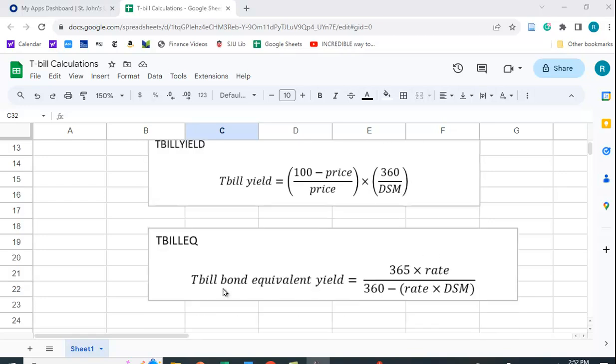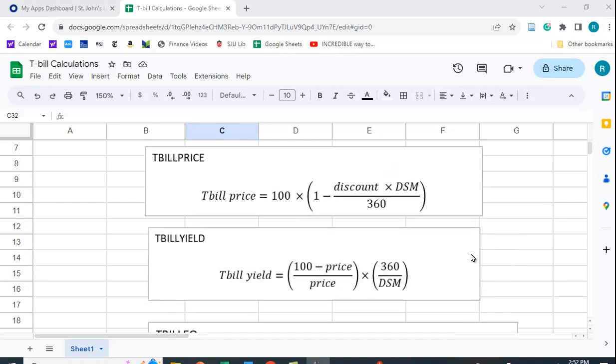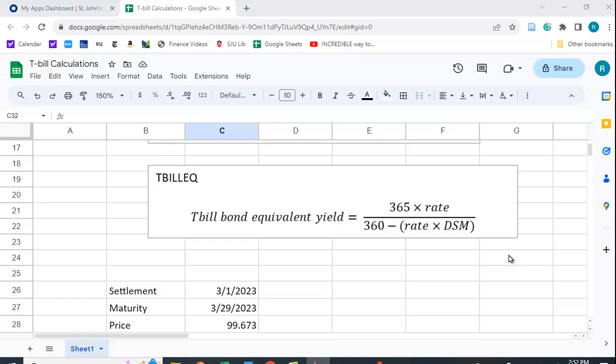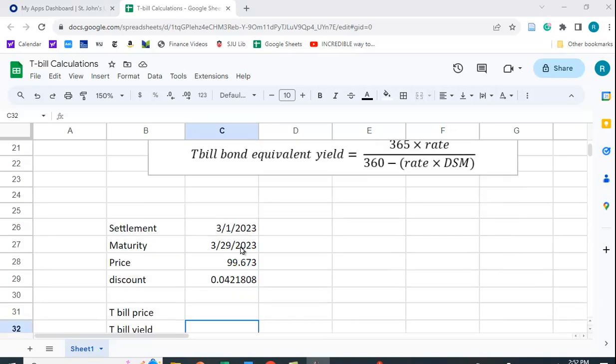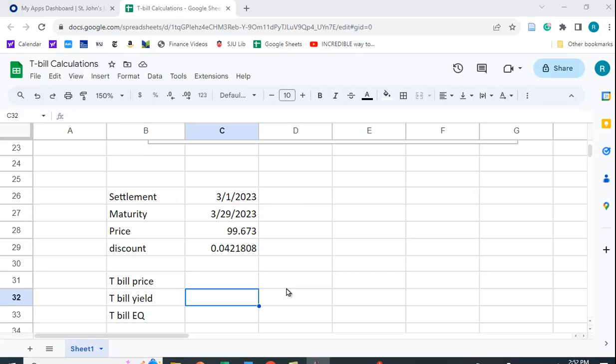Finally, there's a bond equivalent yield, which is 365 times the rate, divided by 360 minus, and then here we have in parentheses the rate times, again, the number of days between settlement and maturity. Now again, we could do the formula here and that's going to work fine, but Google Sheets actually has functions that will do this for us.